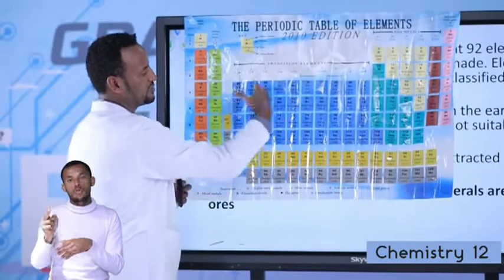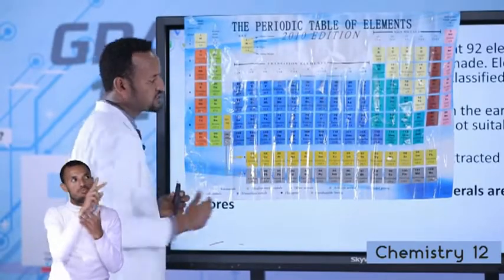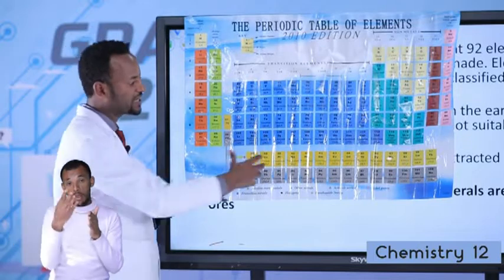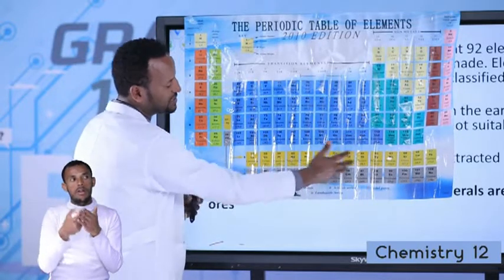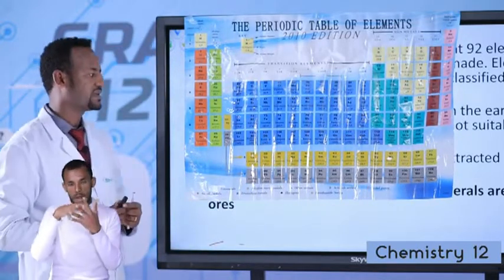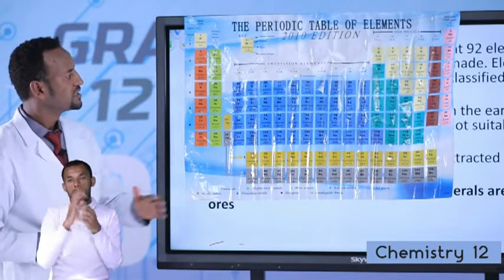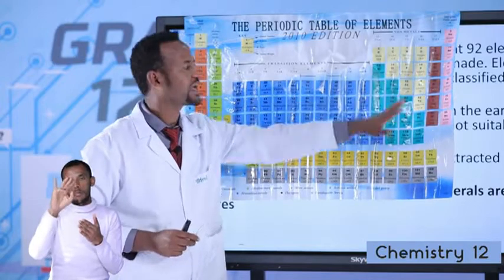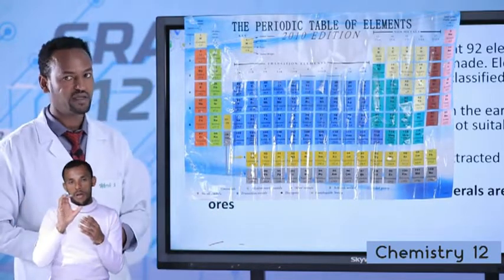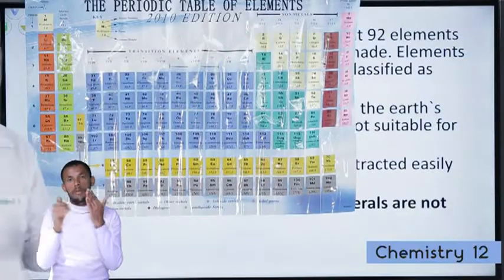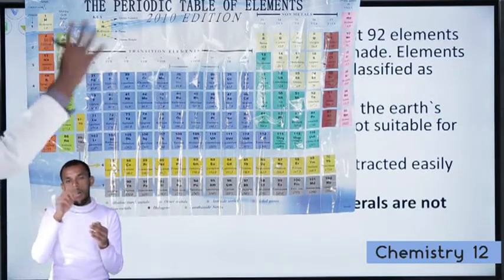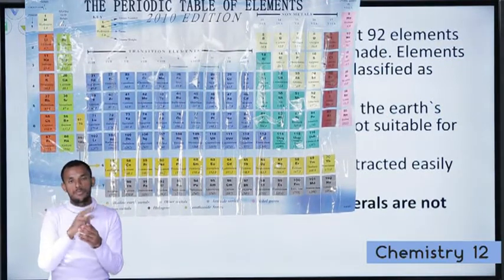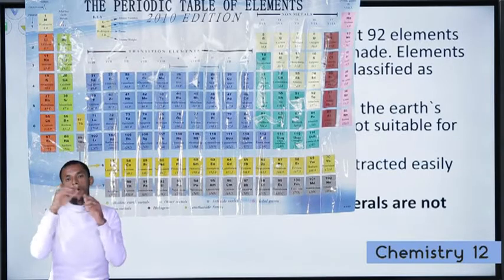This is transition elements. Transition elements are generally metals. Again, this is inner transition elements. Inner transition elements, again, metals. This is, by the way, p-block elements. P-block elements are generally non-metals, because some p-block elements are metals, like aluminum. Therefore, this is the general periodic table classification of elements.